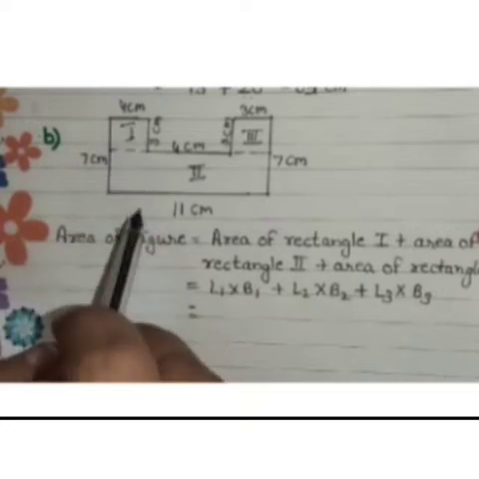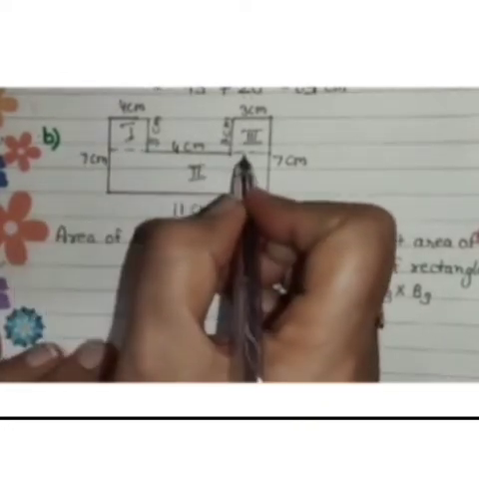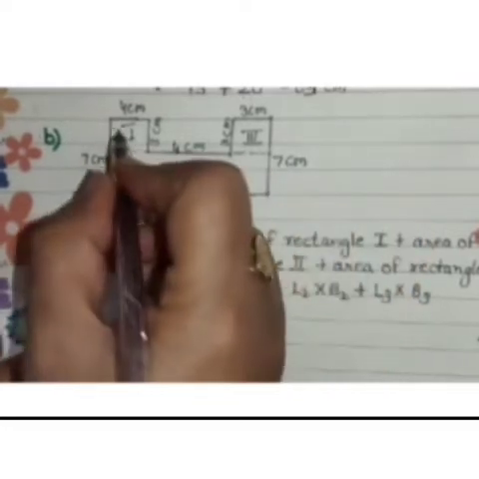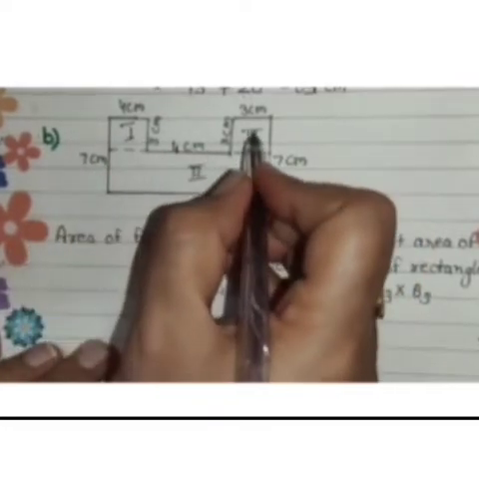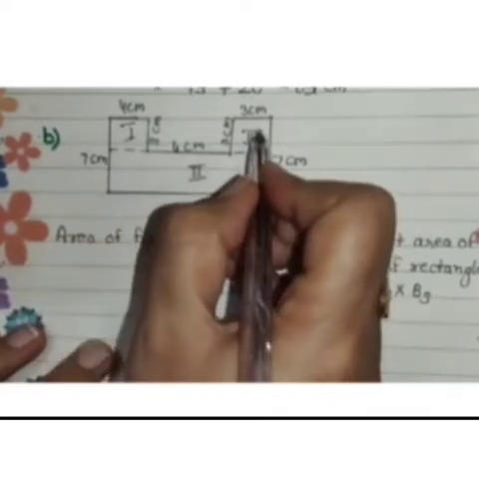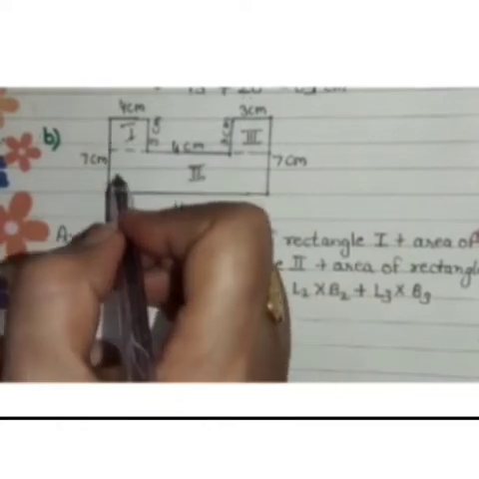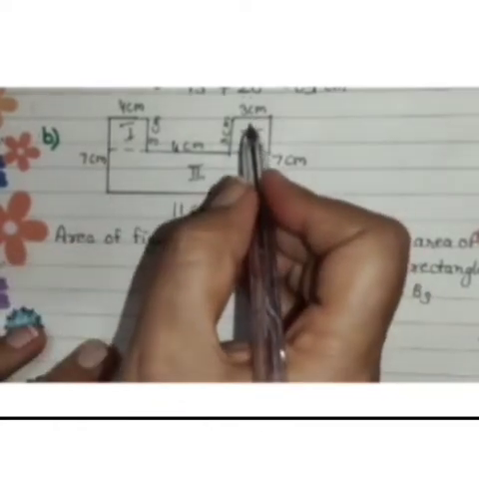Part B. This figure is given. So we join here a straight line, similarly here, so that this figure will divide into 3 rectangles. This is first rectangle, this is second rectangle, and this is third rectangle. On adding the area of all these 3 rectangles, we can easily find the area of the given figure.